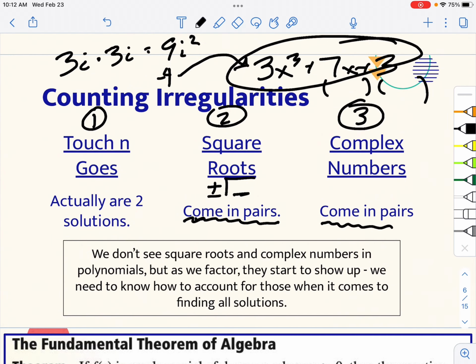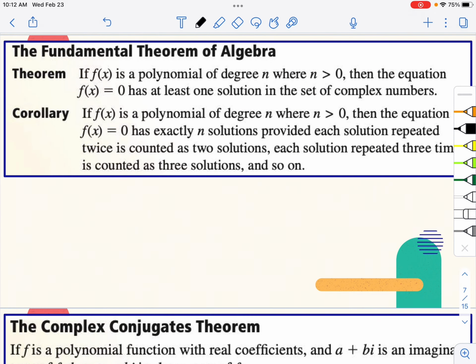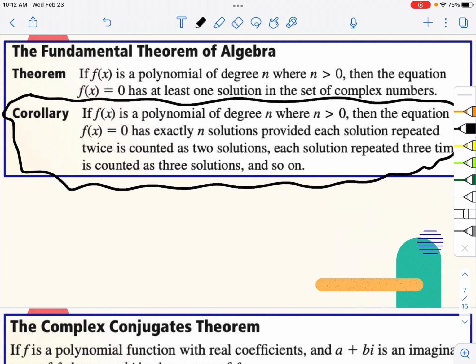We don't see square roots and complex numbers in polynomials. That's what I talked about. But as we factor, they start to show up. We need to know how to account for those when it comes to finding all solutions. Here's that fundamental theorem of algebra that I mentioned, and really what we're talking about comes from the corollary. In the corollary, this first part: if we have a polynomial of degree n, then the equation has exactly n solutions. And then this other part, provided blah, blah, blah, that's just provided the three situations that I just said, those counting irregularities.